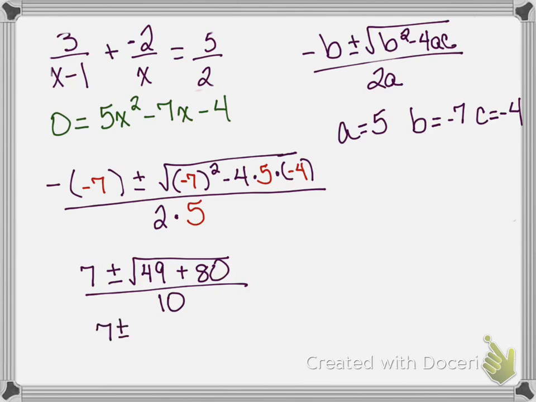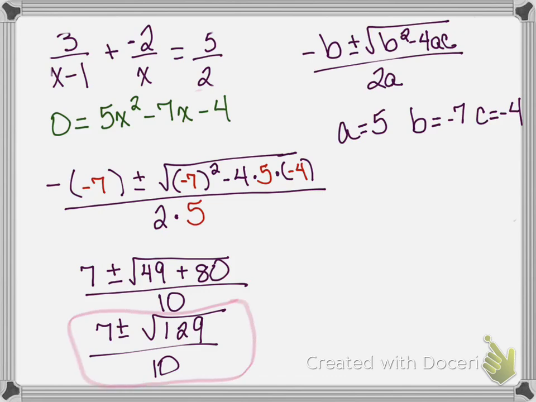Once I simplify 49 and 80, do I get 129? I do. I cannot simplify 129 anymore. There's no perfect square in 129. So this is your final answer right here. That's my final answer.